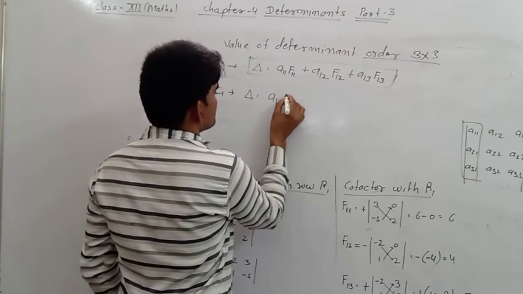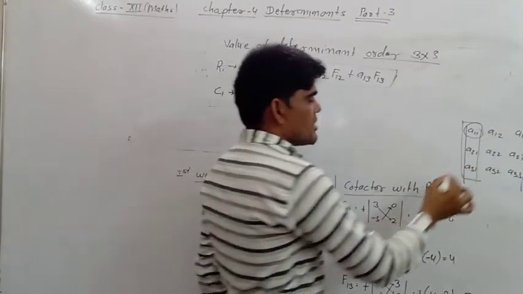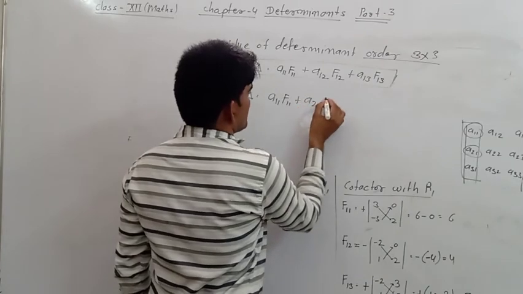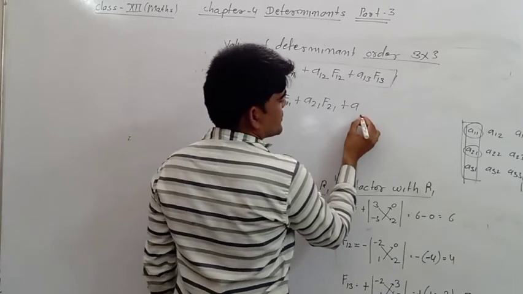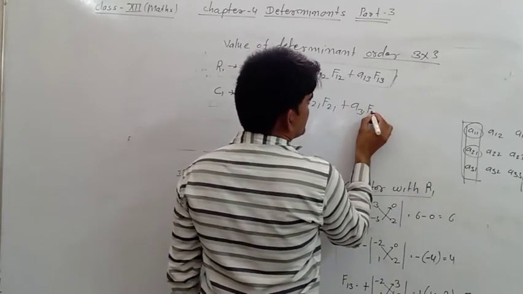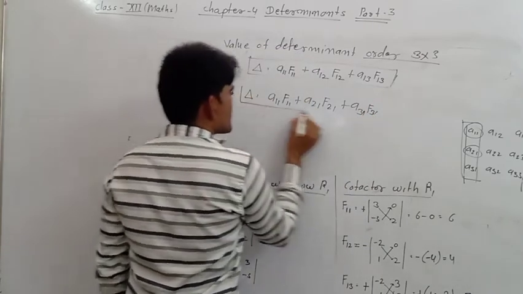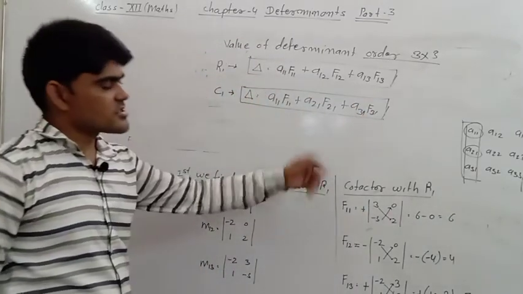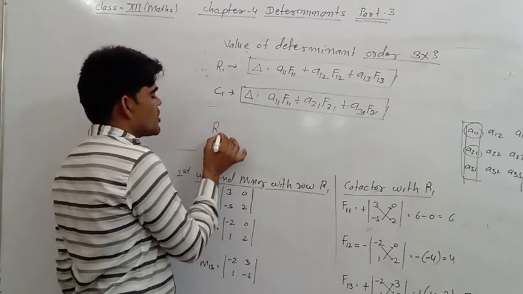A11 F11, this element is common. Second A21 F21 plus A31, this is last element, and F31. Okay, this is the value of determinant with respect to column first. Similarly, suppose that we find the value of determinant by using the third row.